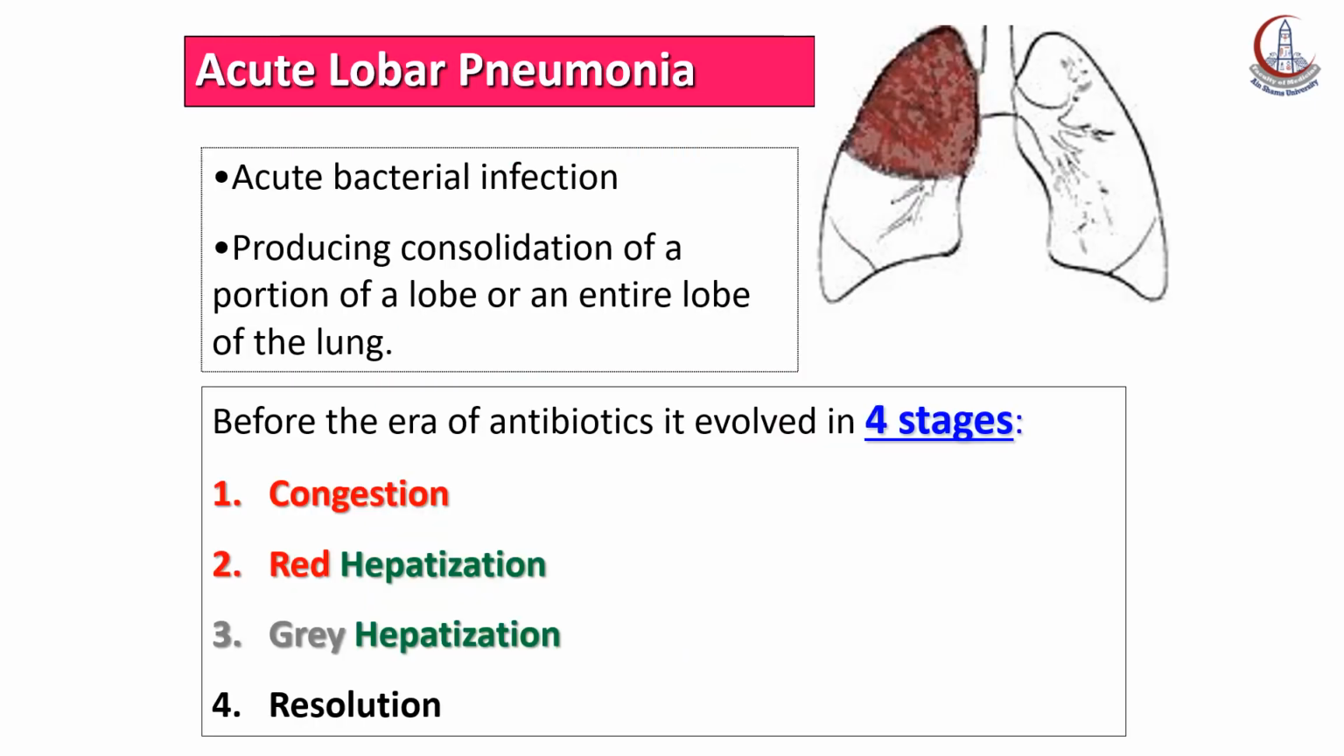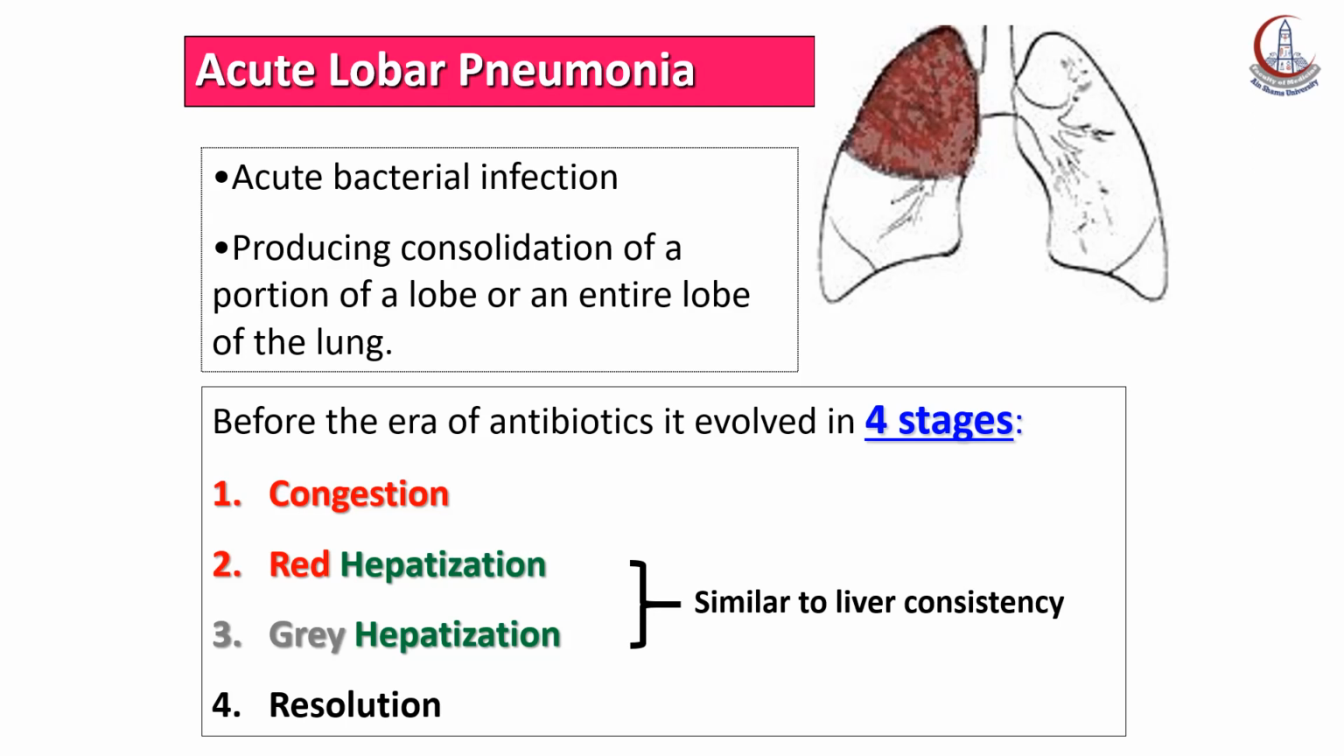Our first case was acute lobar pneumonia. It's an acute bacterial infection producing consolidation of a large portion of a lobe, or the entire lobe of the lung. Before the era of antibiotics, it evolved in 4 stages. The first stage is the stage of congestion. The second stage is called red hepatization. The third is called gray hepatization. The fourth stage is resolution.